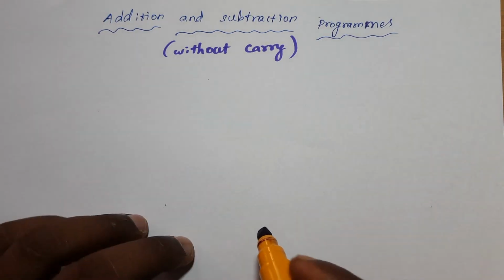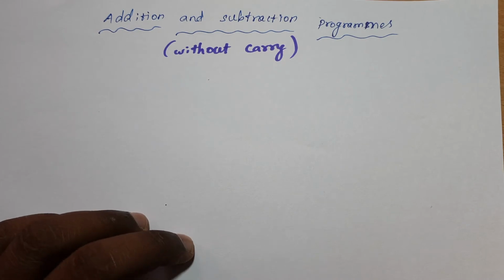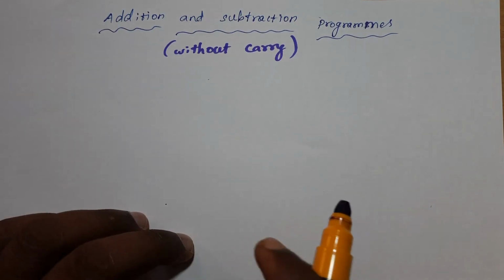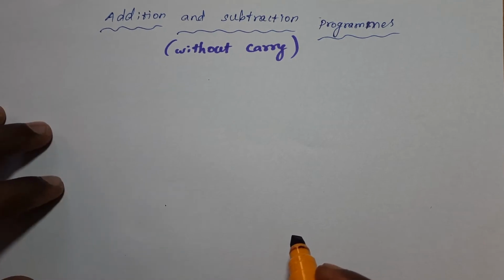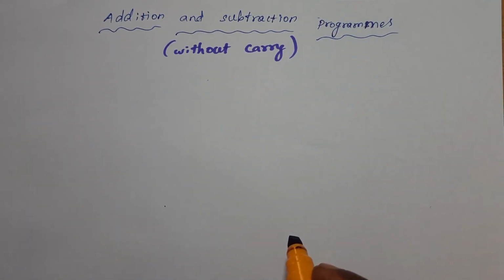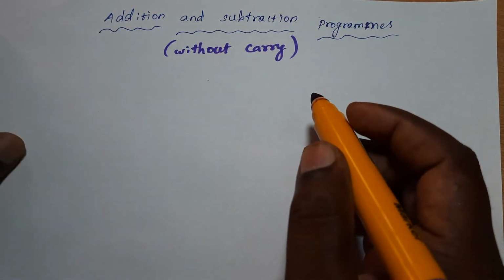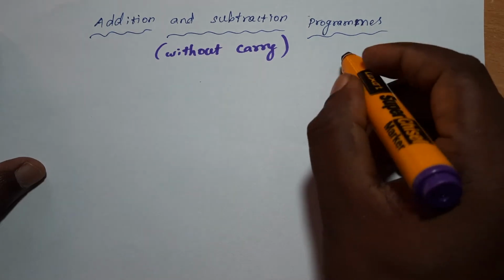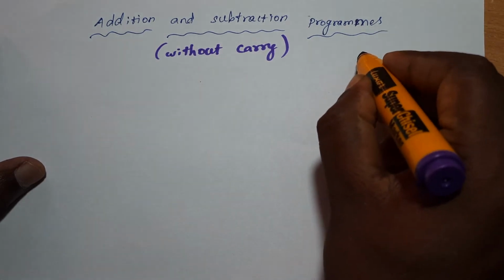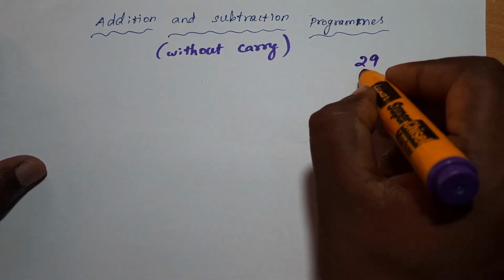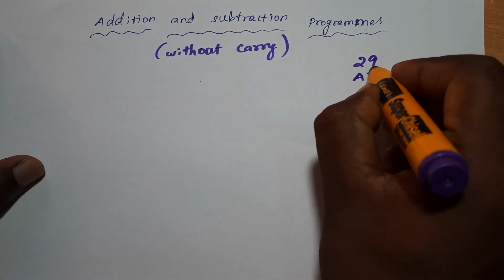Now we will see how to write a program to add two hexadecimal numbers. So first we have to understand what numbers we are going to add before we write the program. The numbers we are going to add have to be decided. So let us just assume two numbers. As an example, I am just going to add the numbers 29 and A7.